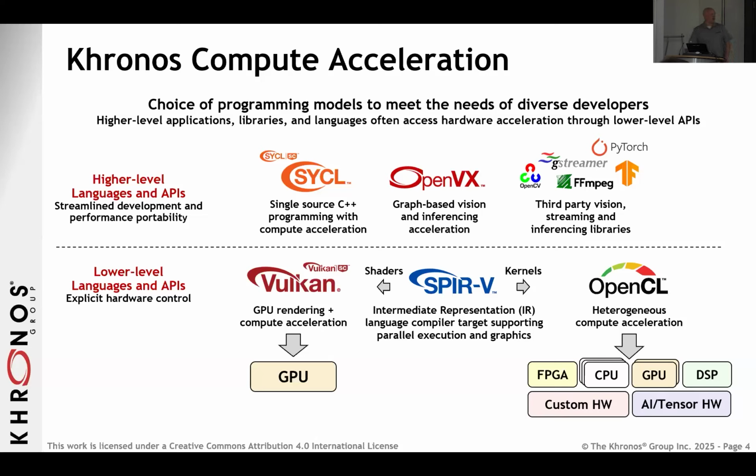Then we have our third-party libraries, applications, and some higher level frameworks. They can target either one of the higher level abstractions, or they can go straight to the lower levels of abstraction, and that's how they can get to the hardware.